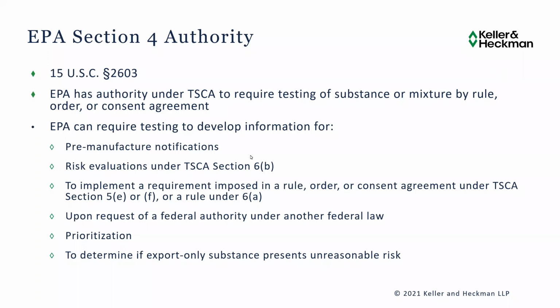When EPA requires testing, it has to explain the need for the new information, how information available to EPA was used to inform its decision to ask for testing, and why an order is needed rather than going through rulemaking or a consent agreement, and a justification if the order requires the use of testing on vertebrate animals. Next slide.